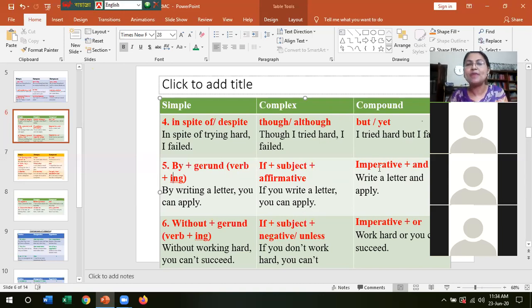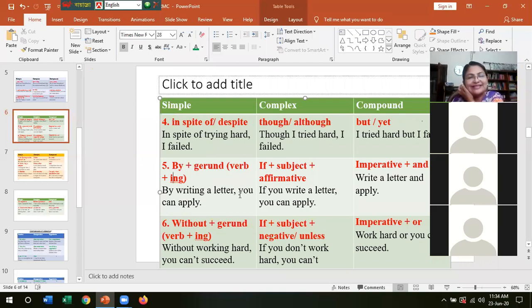And then to make it compound, you must use imperative plus and. And we know that to make any imperative sentence, we must use a verb at first. That is, write a letter and apply. This has become a compound sentence. So the simple is, by writing a letter, you can apply. The complex is, if you write a letter, you can apply. And the compound is, write a letter and apply.